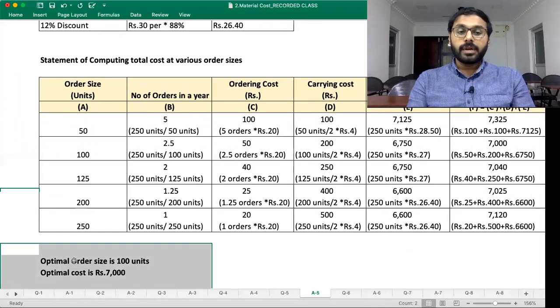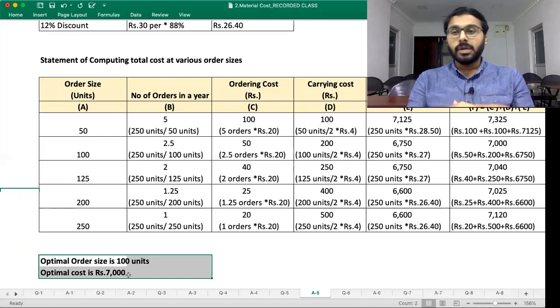Okay, if you're not going to write this down, no use in computing the above table. So this portion is quite critical. This is the solution that you're giving to the company. Your optimal order size should be 100 units, and your optimal cost for inventory works out to 7,000 rupees. Okay, so this is all for the solution to question number 5.